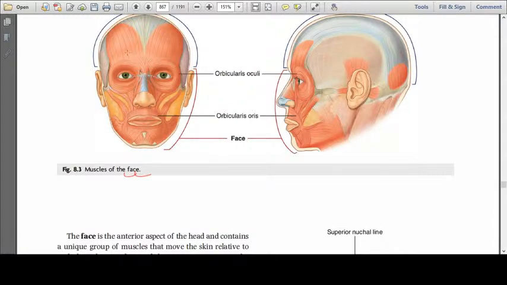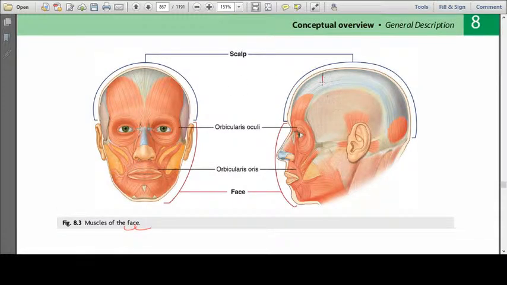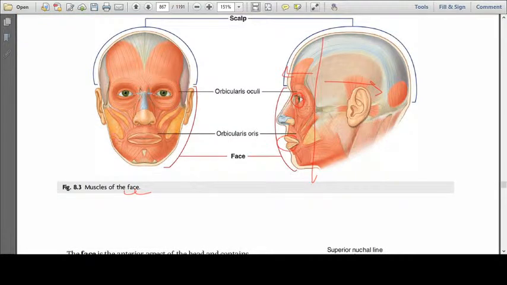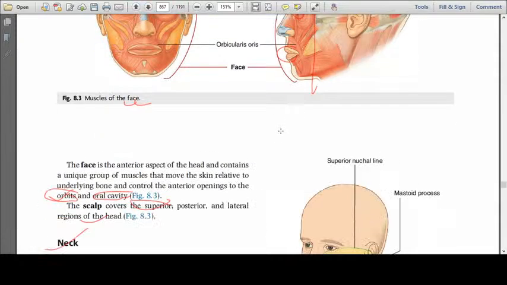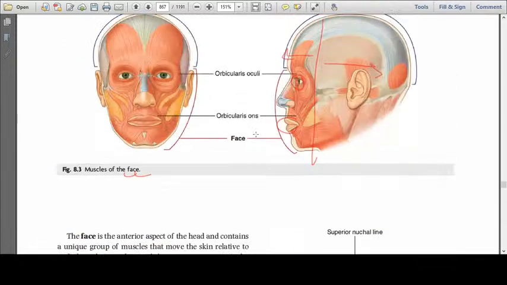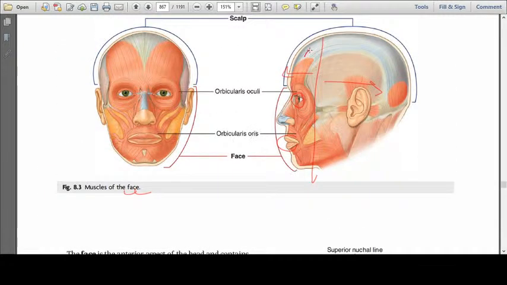The face basically consists of the anterior region of the head. As we can see, this is the anterior part. There is not much to describe, and it consists of the orbital cavities and the mouth. The scalp connects the superior aspect and the posterior aspect.